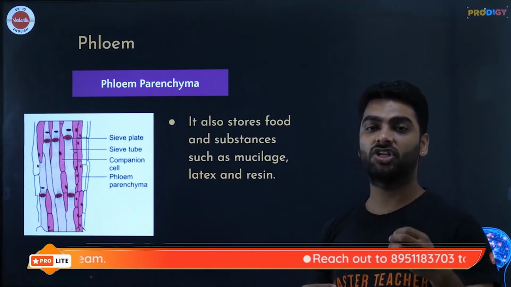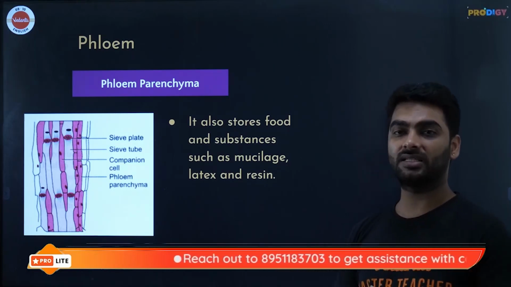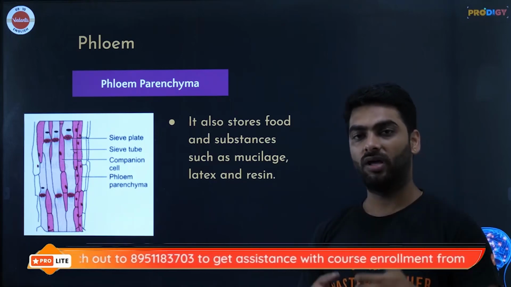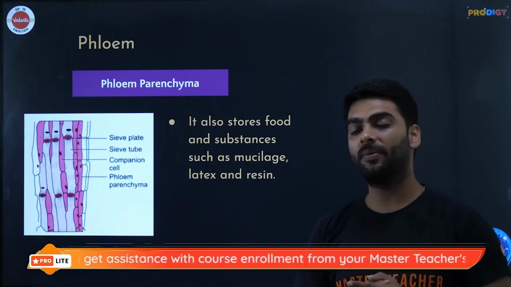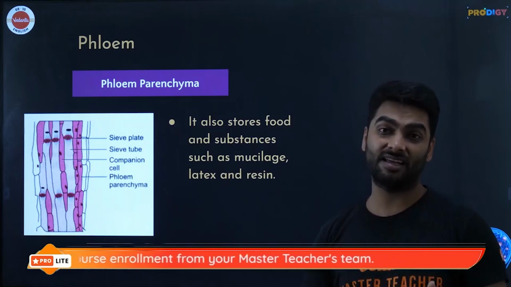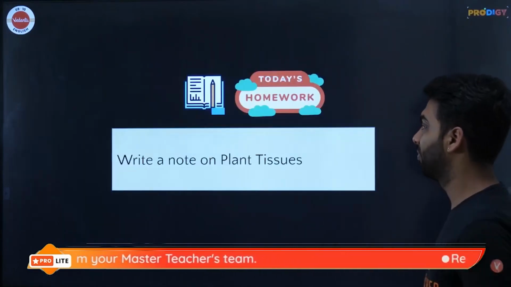There are some plants which give out things like gum, like orange colored resin from it. Where does it come from? You just have to give a slit to the bark and it will start oozing out. Where does this come from? It comes from the phloem parenchyma. Phloem parenchyma is responsible for storing the mucilage, latex, resin, and the gum. Again, it is the only living part of the phloem, right?